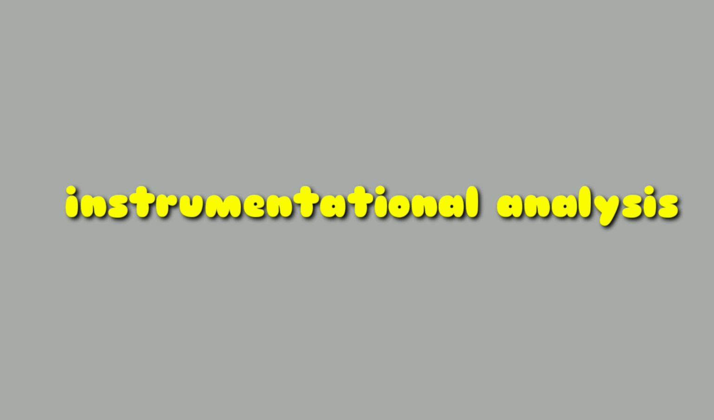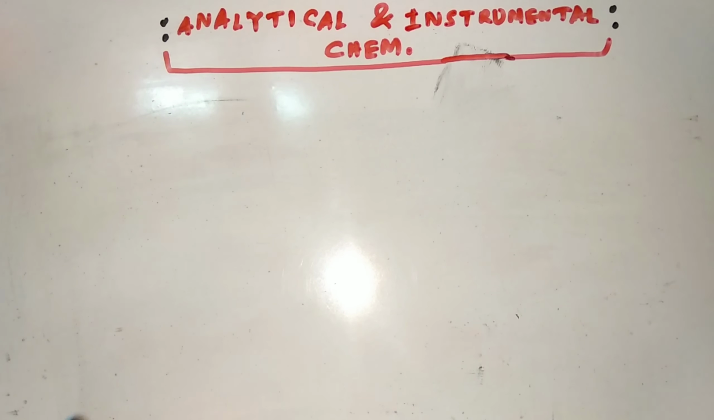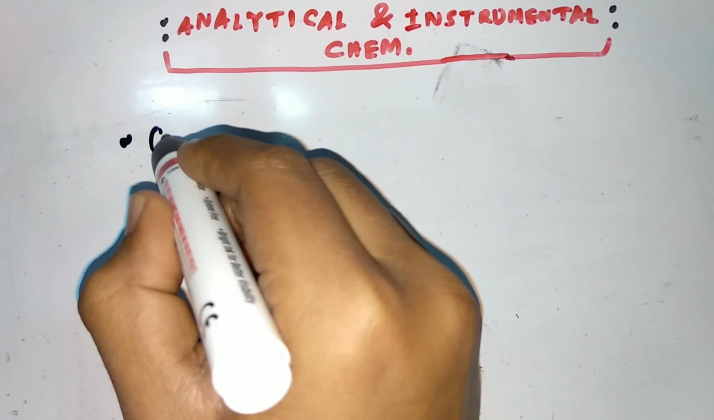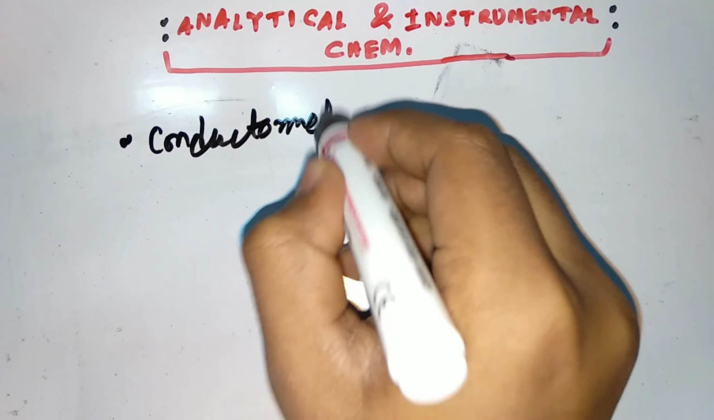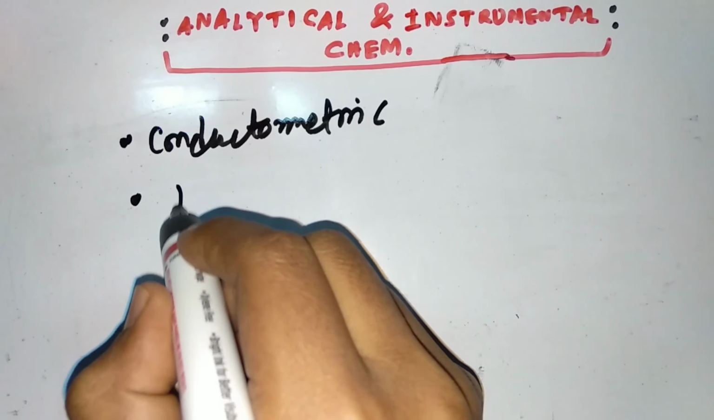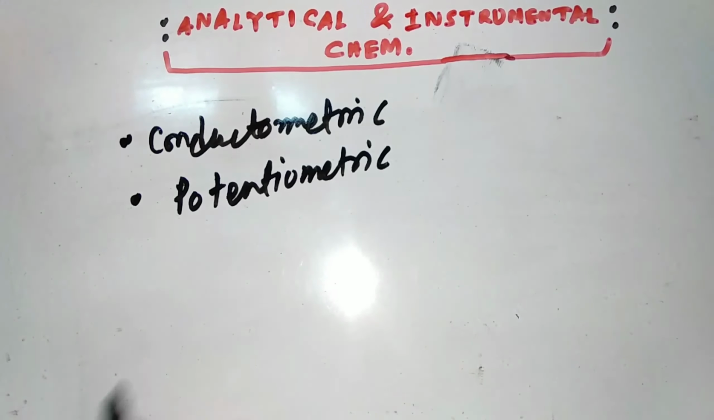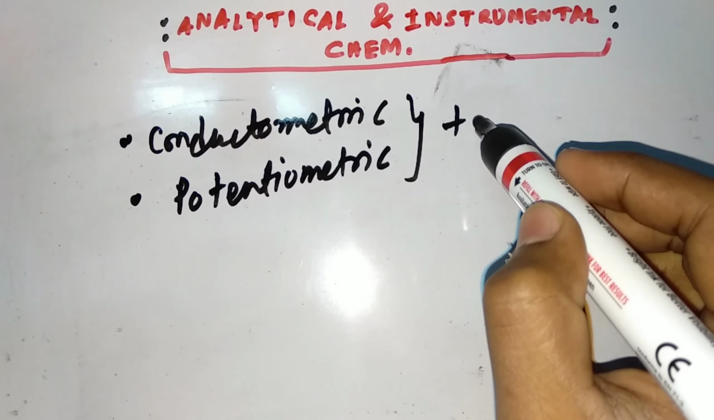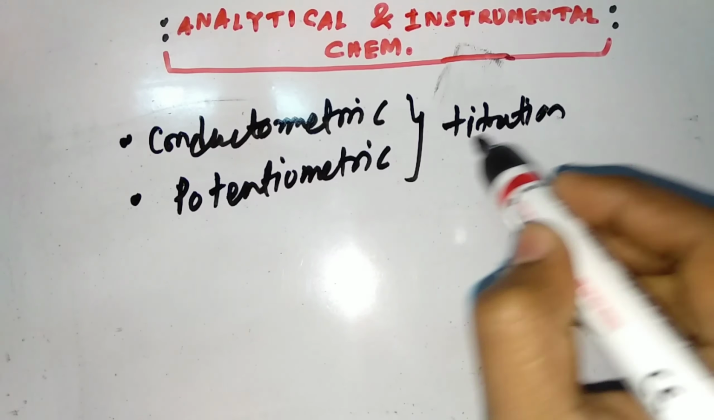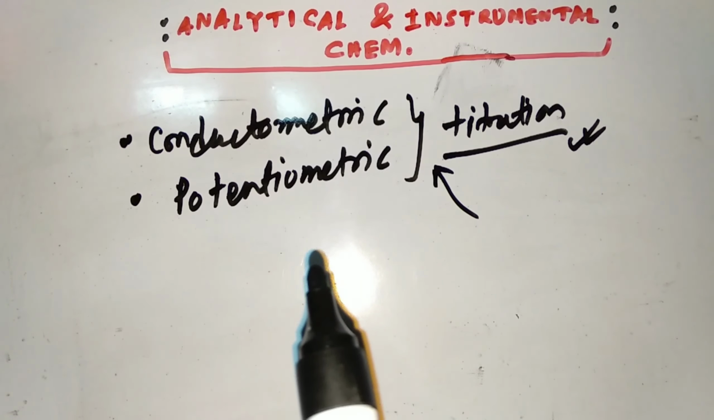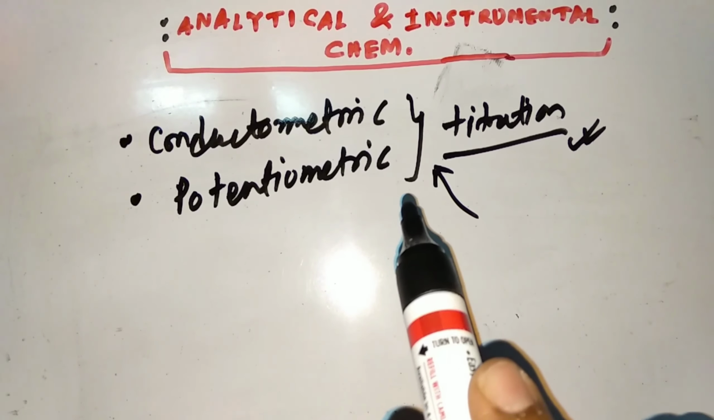Now coming to another topic, that is instrumental analysis. From instrumental analysis I will suggest you not to read much. Just read two topics: one, the basic theory behind conductometric, and second, the basic theory behind potentiometric titrations. Read the basic theory and at least one example. If you read the basic theory, then you can easily solve the question. There may be at least one question or nothing from this chapter.